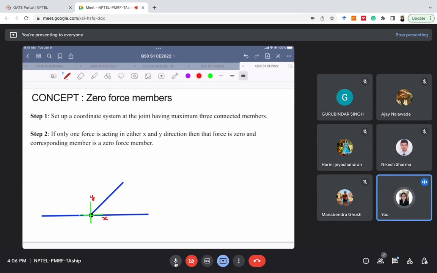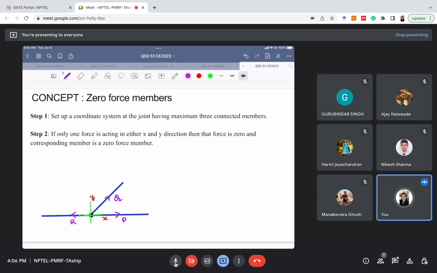We need to set up a coordinate system for a joint. What is the next step? The next step is we will name the forces. Let's say it's P, let's say Q, and it's R.